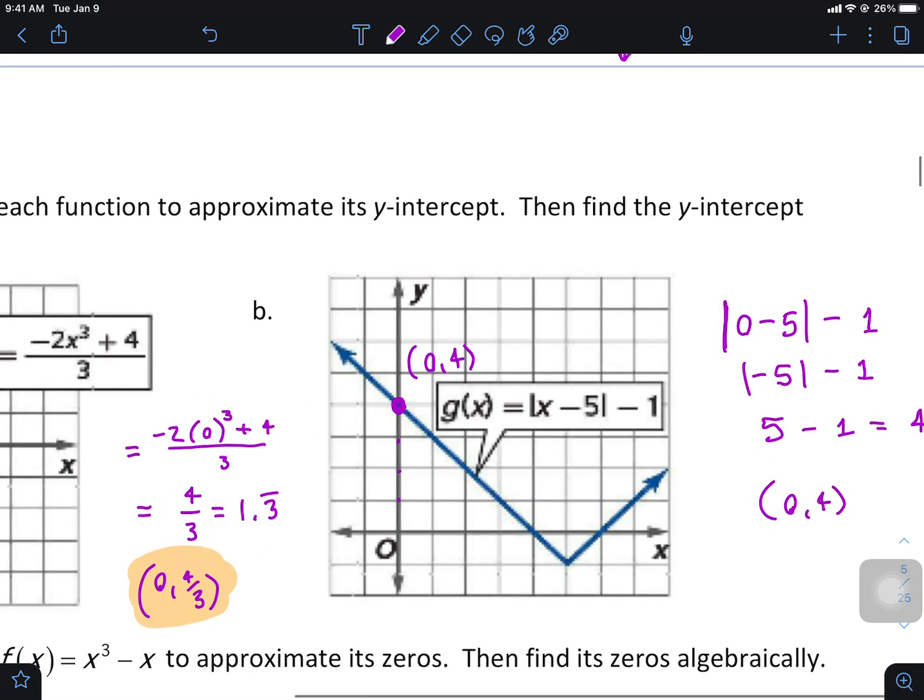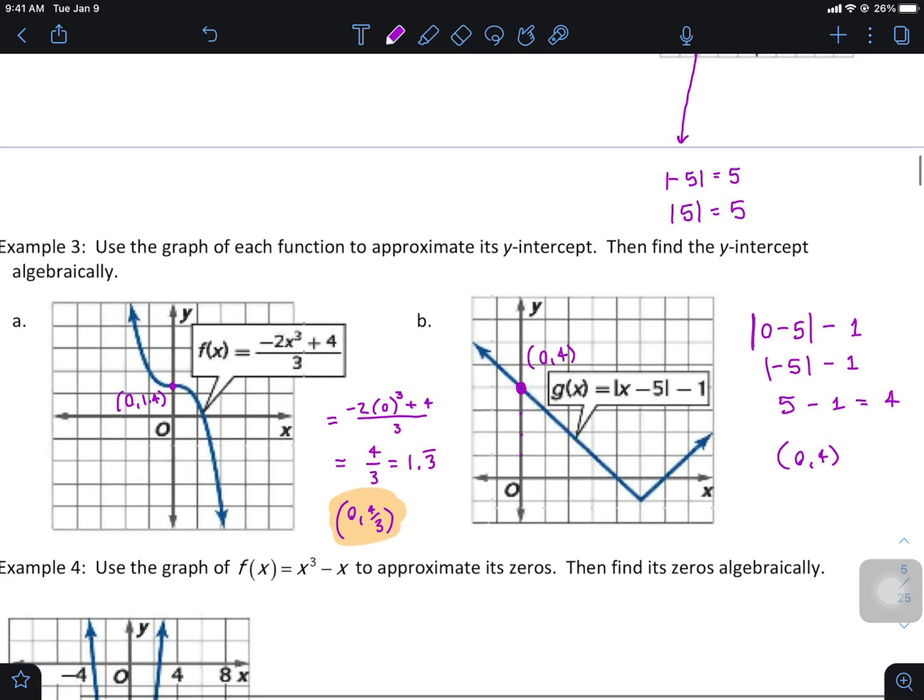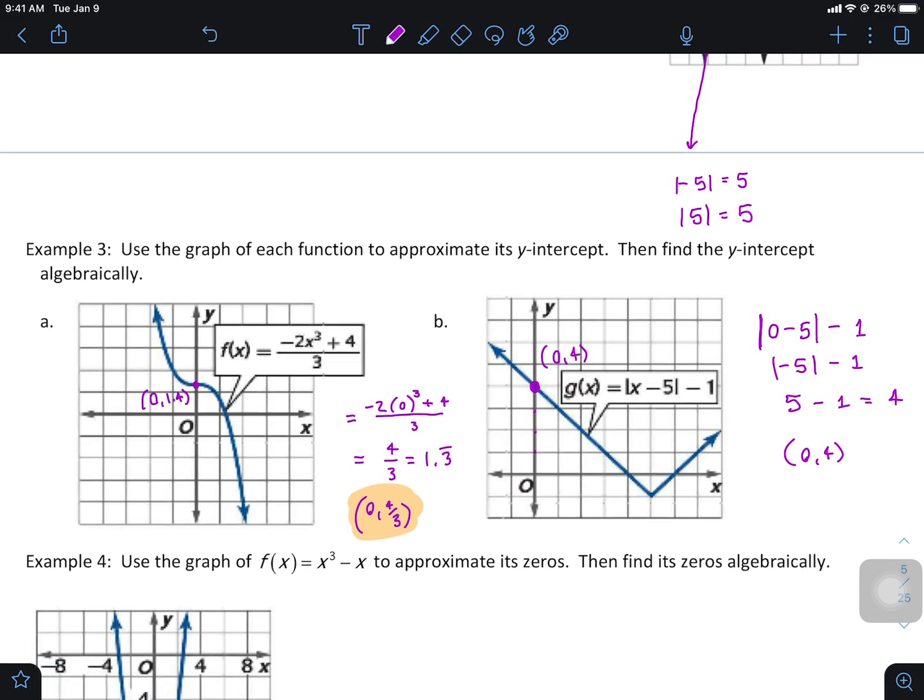Now, as a reminder here, the absolute value of negative 5, of course we just said in this problem is 5, but also the absolute value of positive 5, that's still 5 units away. So just keep that in mind. Basically, absolute value bars change a negative to a positive, and that's about it.